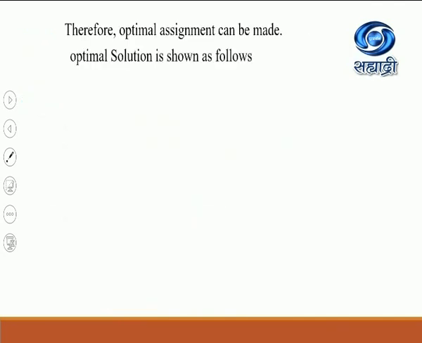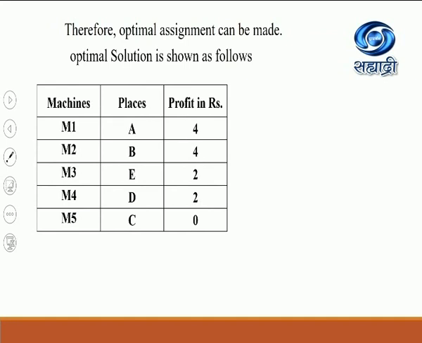Optimal solution is shown as below because all the 5 were marked. In each and every row, there was only one assignment. So M1 goes to A, M2 goes to B, M3 goes to E, M4 goes to D, and M5 goes to C. From the original matrix, we write 4, 4, 2, 2, 0. Adding it up, we get total cost is rupees 12.